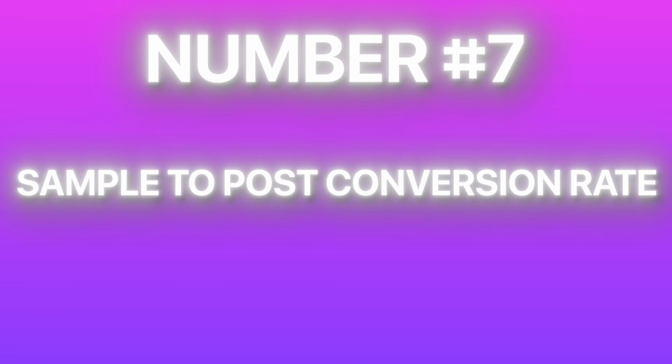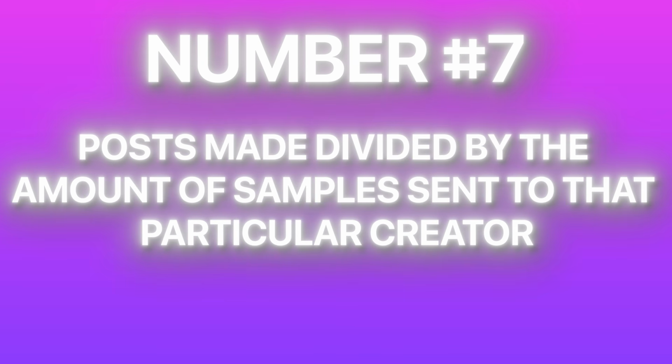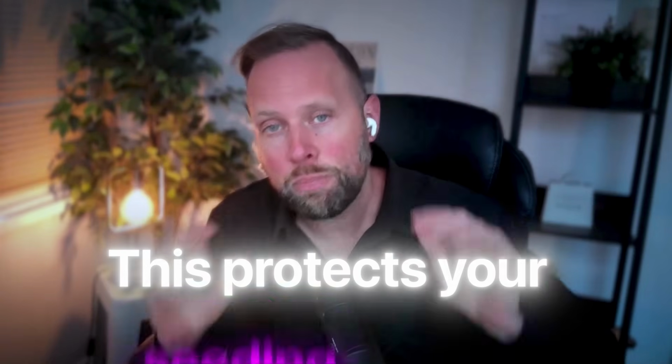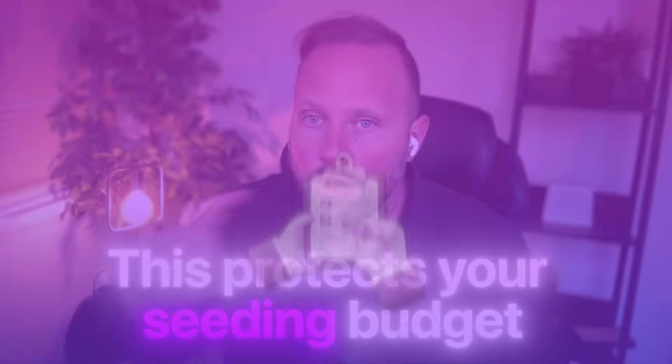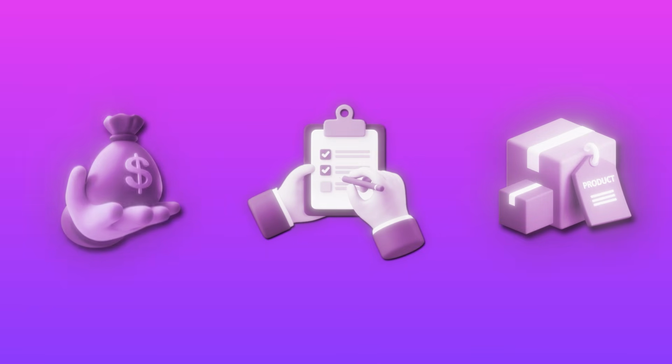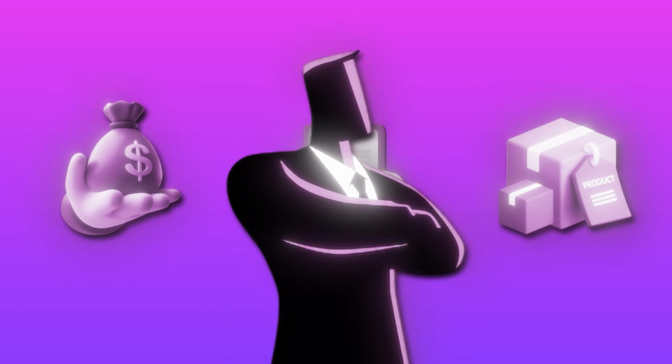This is the sample to post conversion rate. Here's the formula: posts made divided by the amount of samples sent to that particular creator. Now, when you're sending out thousands of samples, this really makes a big difference. I'll tell you why it matters, right? This protects your seeding budget. It shows if your brief, product, and commission are compelling enough for that particular creator. It's one of those numbers that you can really see on a graph incredibly well, and it matters so much for your brand. All right, let's talk number 6.